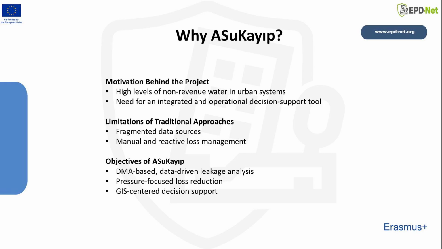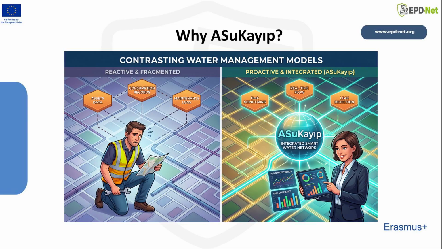Operational data, asset information, and consumption records are typically stored in separate systems, making it difficult to obtain a comprehensive view of network behavior. As a result, loss management tends to be reactive rather than proactive. Ecological was designed to address these limitations by providing an integrated, GIS-centered decision support system.